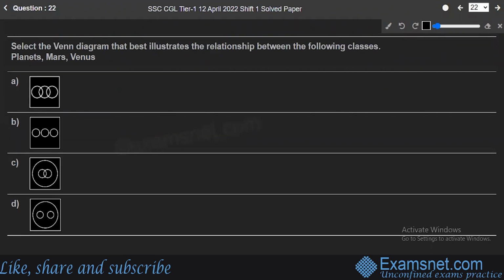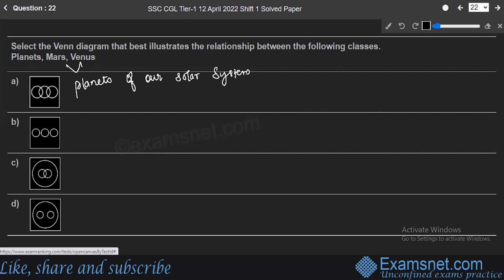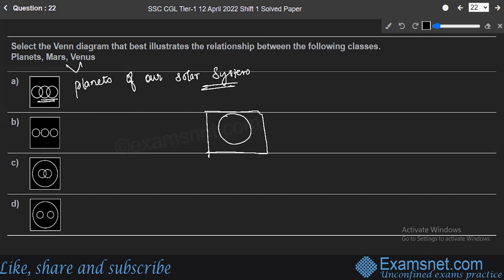Question number 22. You have to select the Venn diagram that best illustrates a relationship between the classes. Planets, Mars, Venus. You know, Mars and Venus, they both are planets. Both are the planets of our solar system, right? So which one is the correct depiction? No, this is not, because they both are planets. They are different planets. So here is the whole, the outer one represents planets.